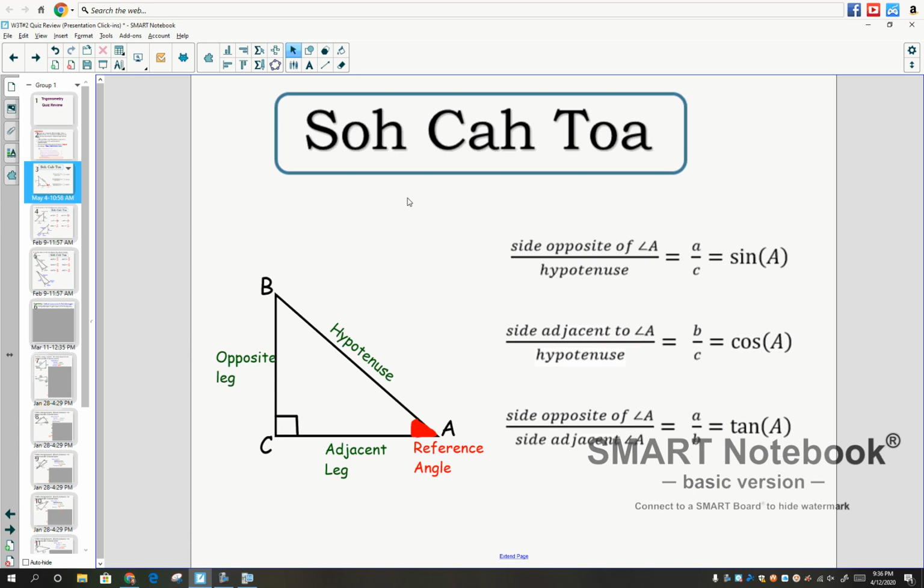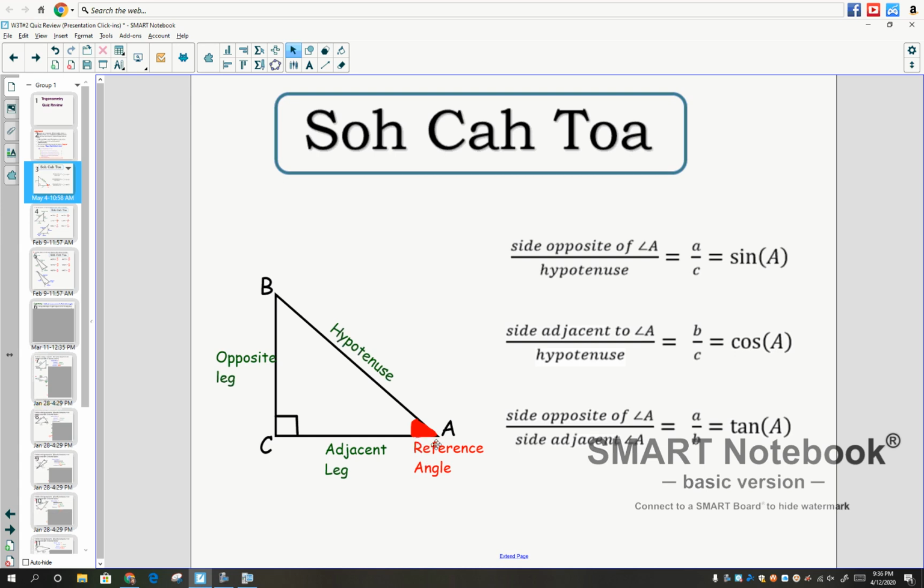So reviewing here for the quiz, I did add a couple extra slides. So if you do have questions on example 1 or 2, remember SOHCAHTOA. We always refer to, if we're talking about sine of A, cosine of A, or tangent of A, the angle is what we call the reference angle. I have it highlighted here, down here. Angle A is the reference angle for all 3 of these.